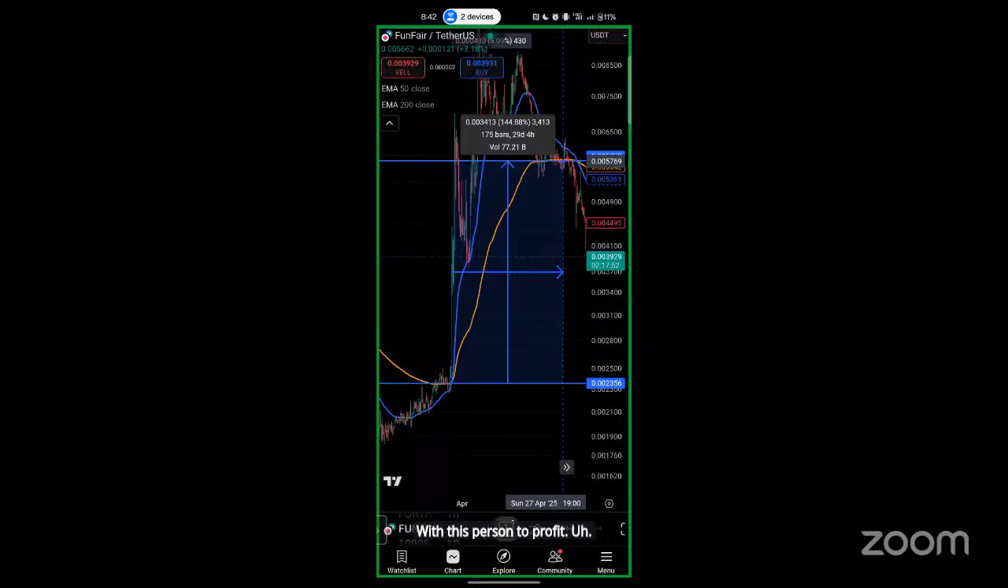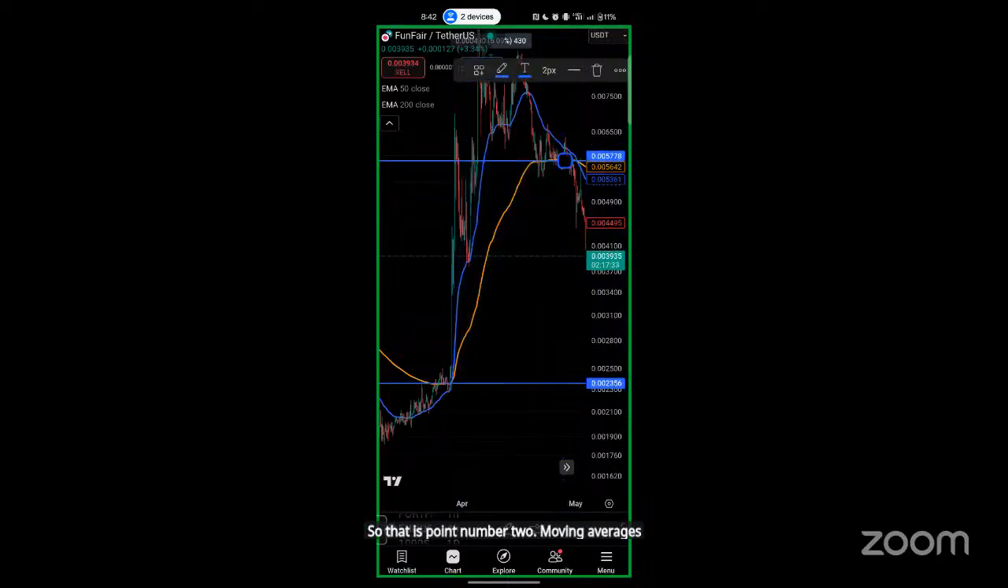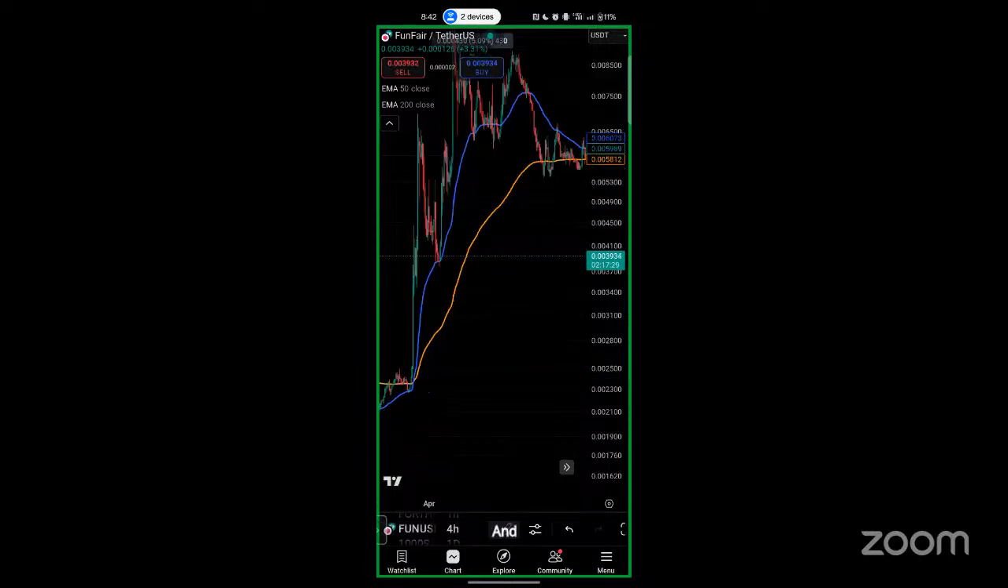It took 29 days. 29 days, a full month. And they made 144%. So that is point number two. Moving averages are used as entries and exits in the market.